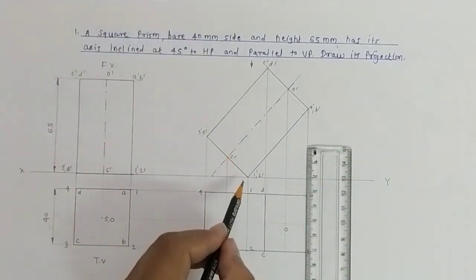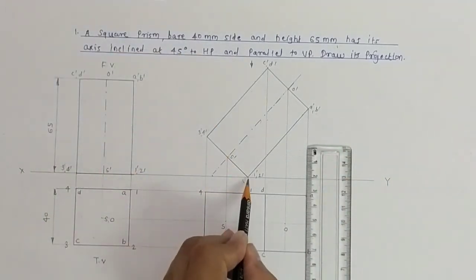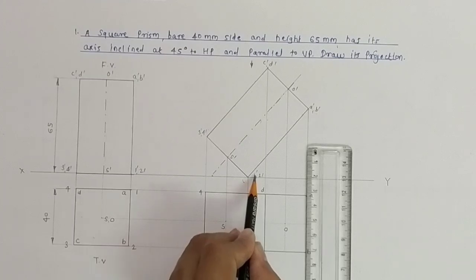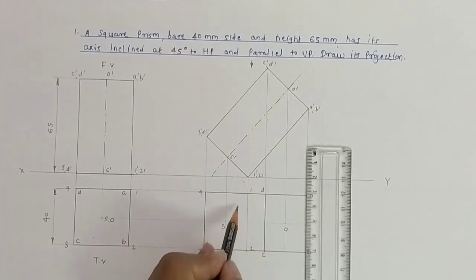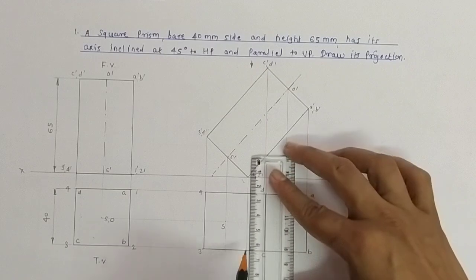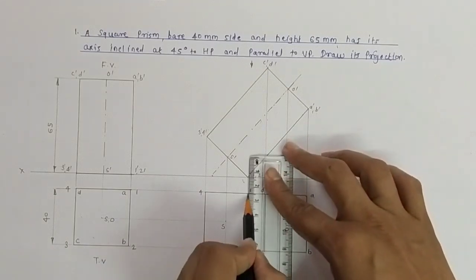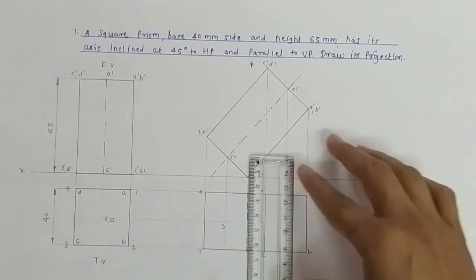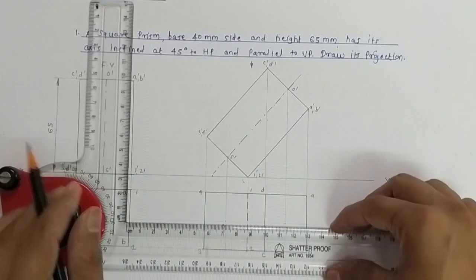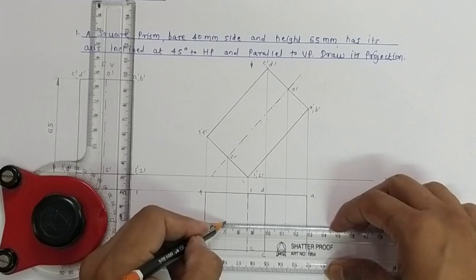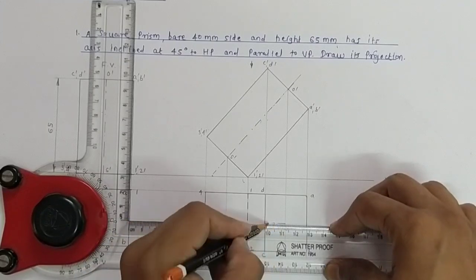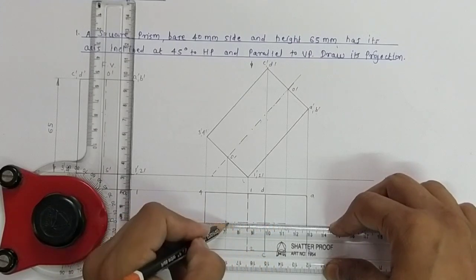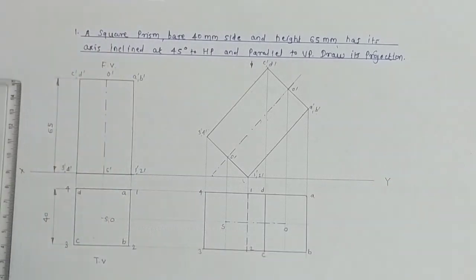Now when you are looking from top, the line which intersects or cuts the XY line, 1 dash and 2 dash, this edge is represented by dotted lines. So this is the invisible or hidden line, and show the axis as a center line. So this is the final solution when the square prism is inclined to HP and parallel to VP. Thank you.